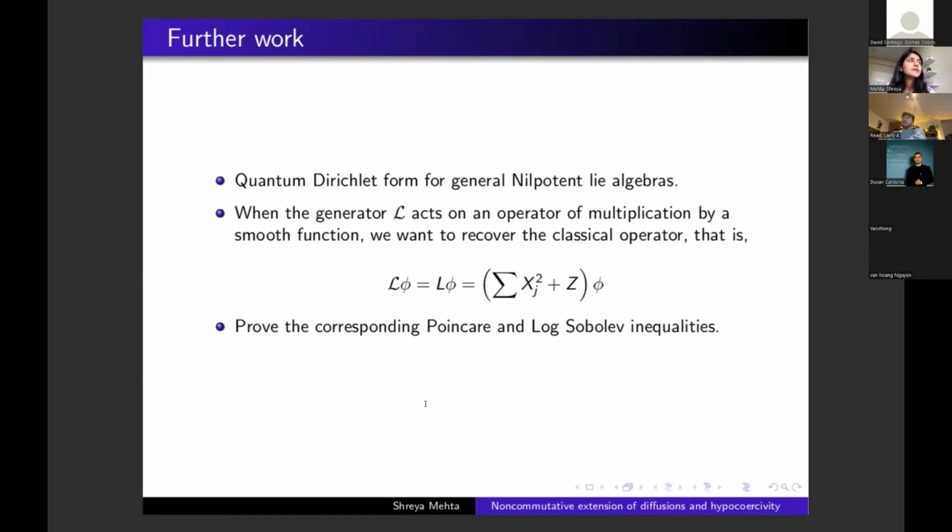So the further work is actually to find the quantum Dirichlet form for the general nilpotent algebras. And again, once we have this generator, we want to recover the classical operator once it acts on the operator of multiplication by a smooth function, and then prove the coercive inequalities.